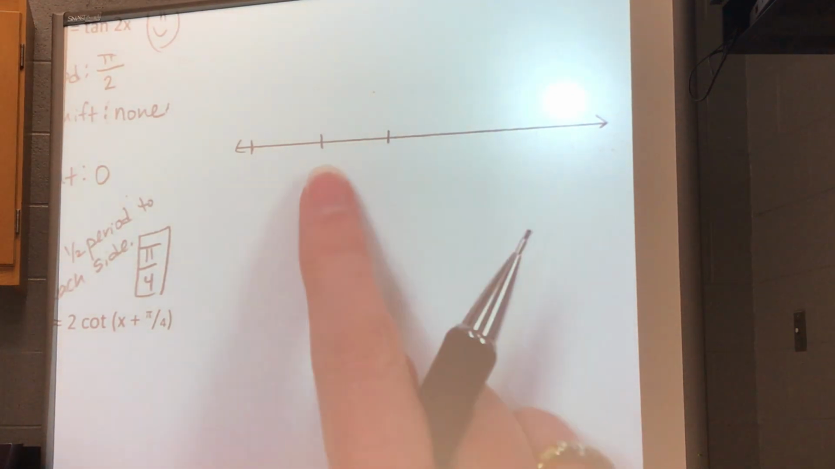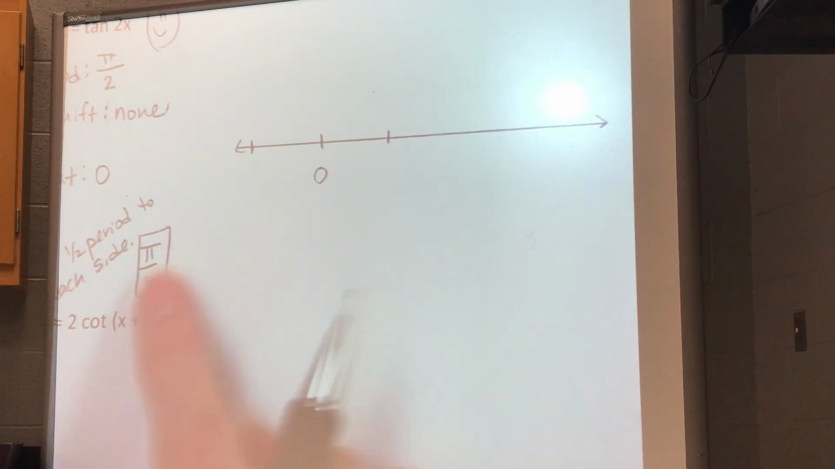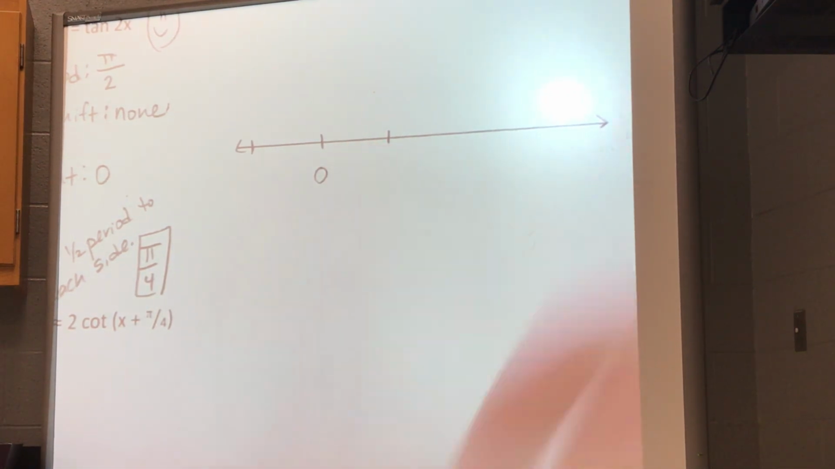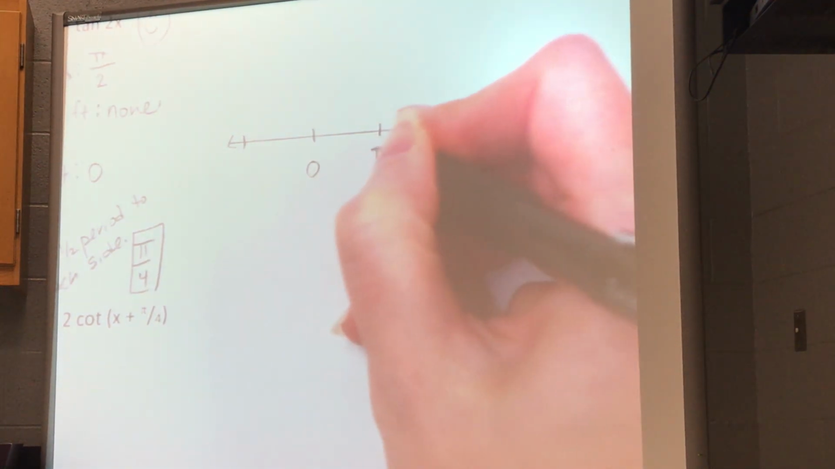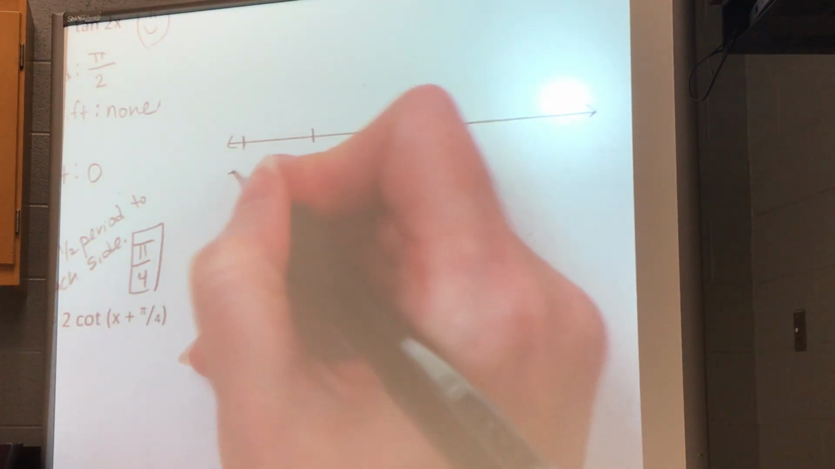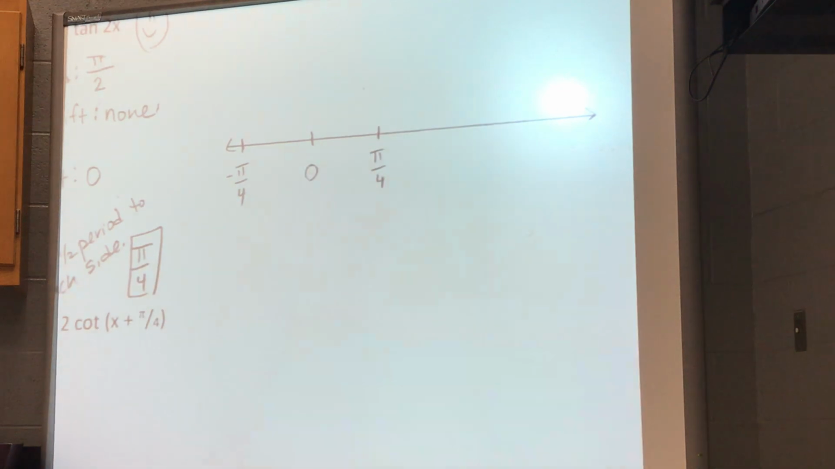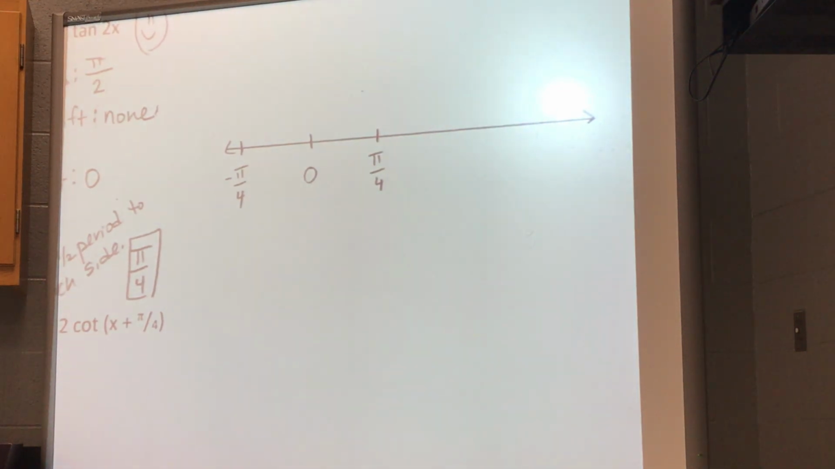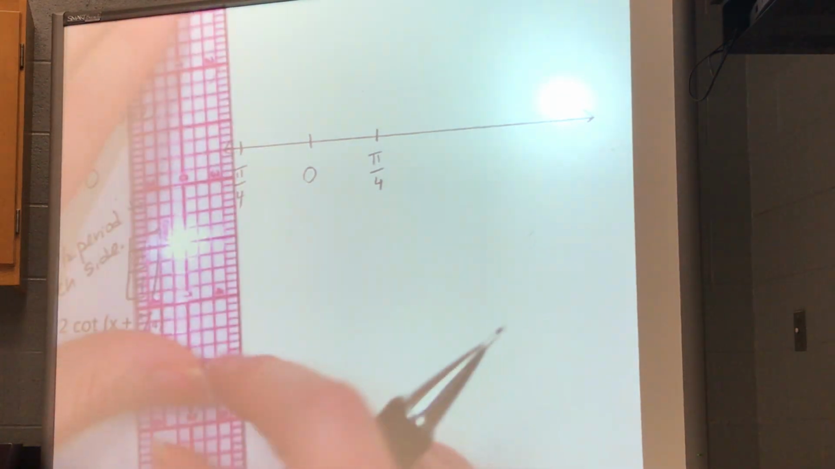Okay, so I know my x-intercept is going to be at 0, and then if I add half a period to the right, I'm going to get pi over 4. And if I add it to the left, I'm going to get negative pi over 4. I guess we're technically subtracting it on the left. Okay, those two, the beginning and end of the period, are vertical asymptotes.